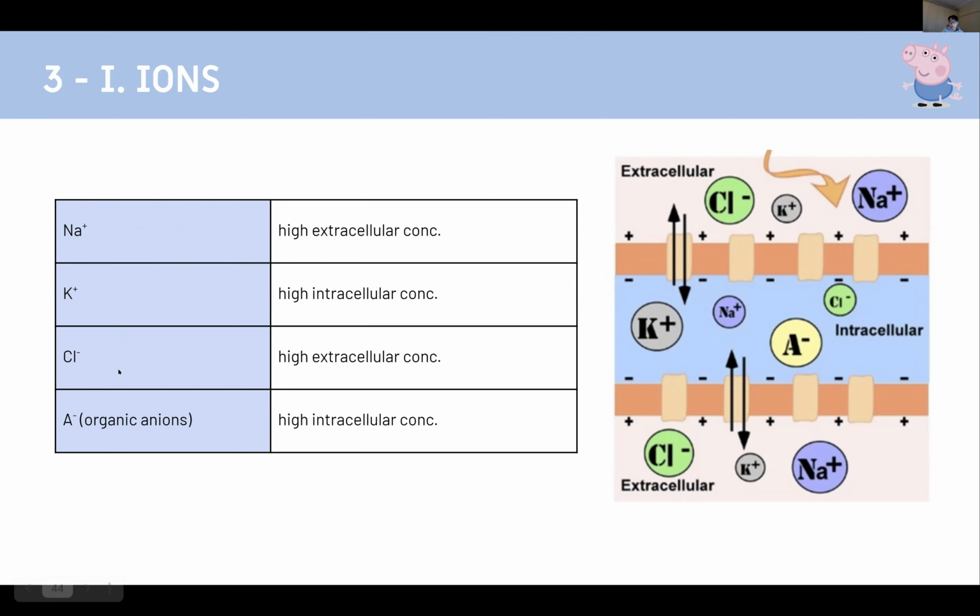We also have chloride, which is high extracellular, and organic anions. Basically, these are your proteins that are produced within the cell. And these are usually negatively charged, and we have a high intracellular concentration. And these proteins don't exist outside of the cell.